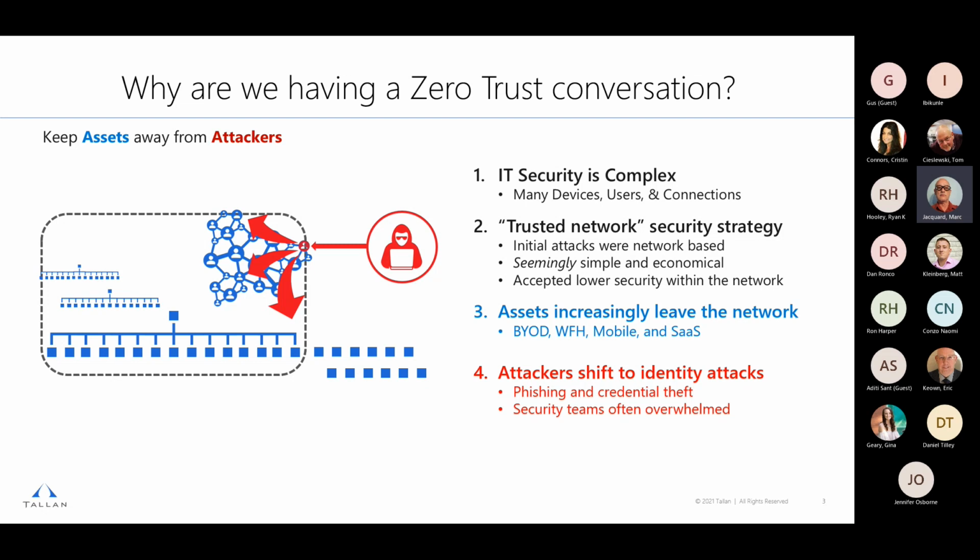It's not network based. What is it everybody wants nowadays? Identity has become the new border. So that's really where zero trust starts playing in. How do I secure this architecture with a zero trust mentality? Now, I can still use defense in depth as part of that strategy.